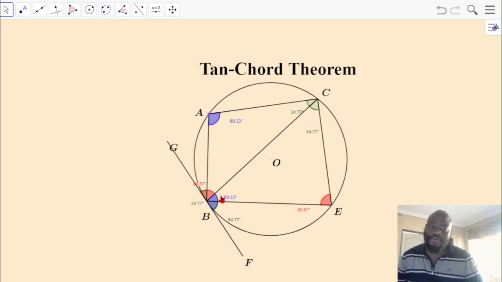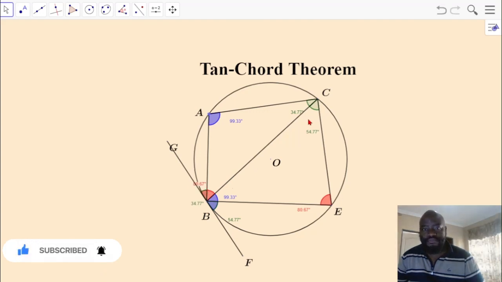Then if we look at the blue one, we're looking at the tangent and the chord will be chord BC. Then the blue gives us this 99 angle here, 99.33. And then on the other side of the same chord, we have the red angle. It's between the tangent and the chord BC, which means BC subtends this red angle here. So yeah, it's all happening at the same time.